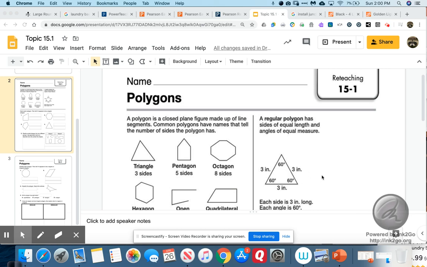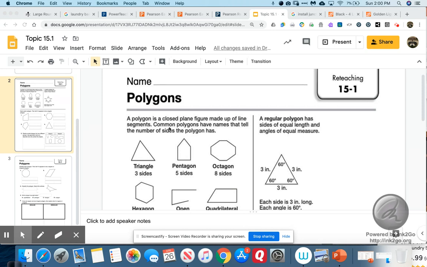Okay, today is lesson 15.1, and this lesson is on polygons. So what is a polygon? A polygon is a closed plane figure made up of line segments. Common polygons have names that tell the number of sides that the polygon has. And basically, when it says a plane figure, that means that it's flat. These are not three-dimensional figures, but just flat shapes.